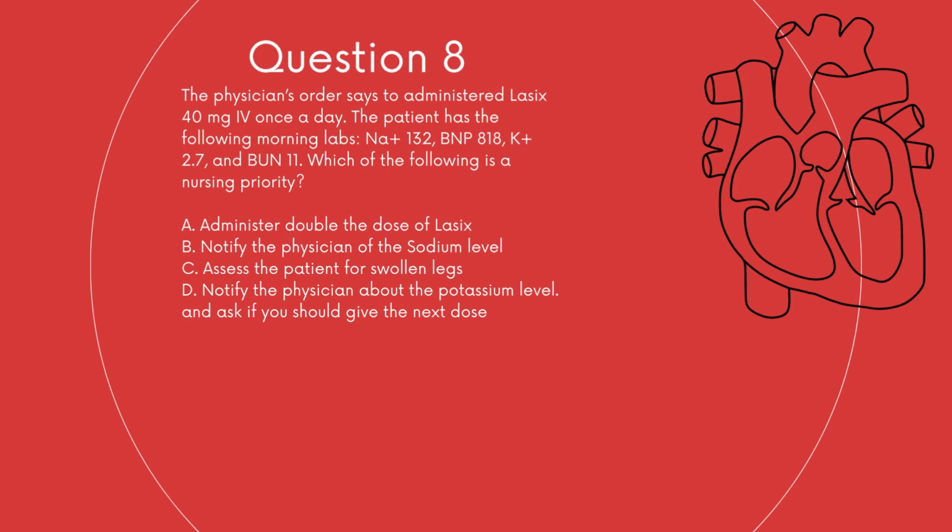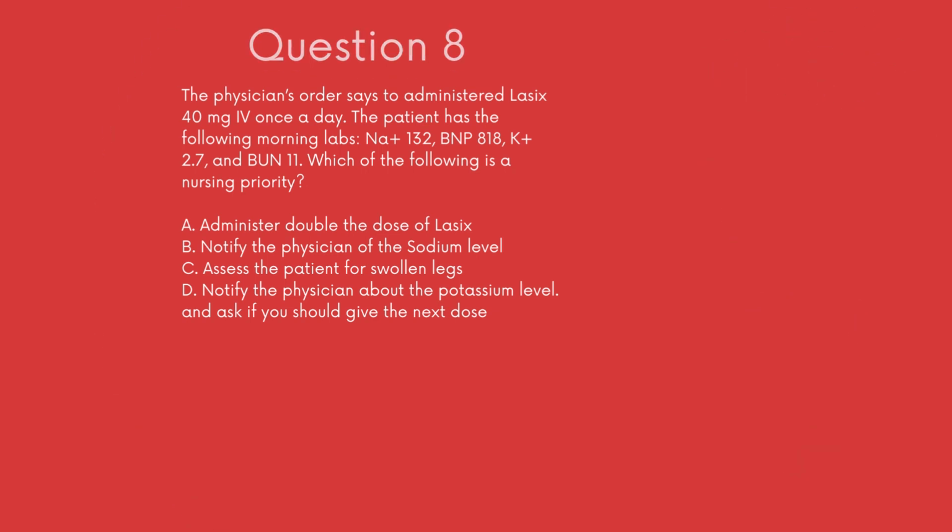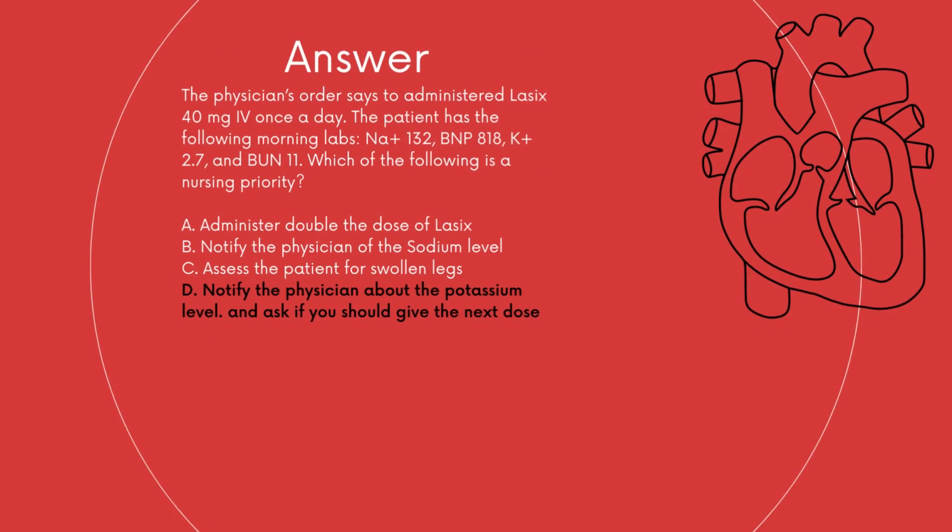So we have four options here. Option A, administer double the dose of Lasix. B, notify the physician of the sodium level. C, assess the patient for swollen legs. Or D, notify the physician about the potassium level and ask if you should give the next dose of Lasix. Give yourself a minute here. Go over what the question's asking and the abnormal lab results, and you should come up with the right response. The answer for question 8 is D.